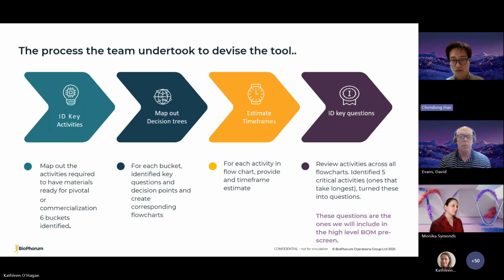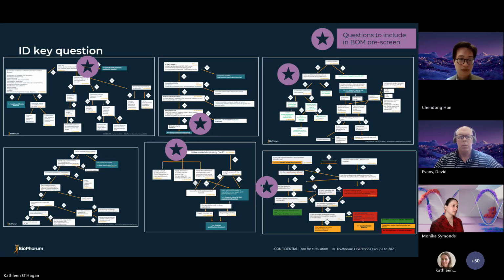So we repeated this for the other buckets, and eventually we identified 5 critical activities that take the longest time. We turned these activities into questions in the pre-screen tool. This is the key question highlighted in the flowchart.